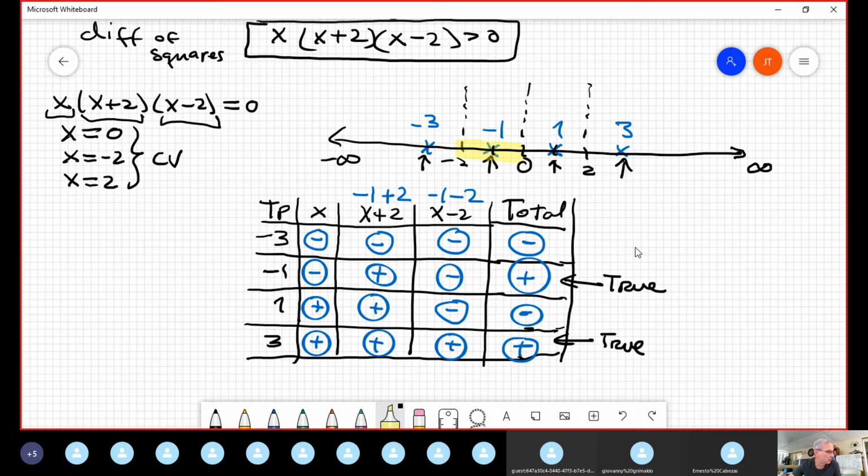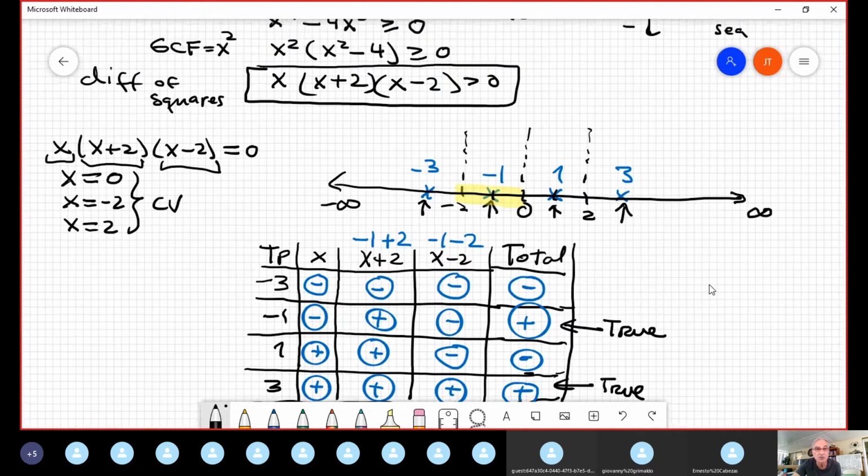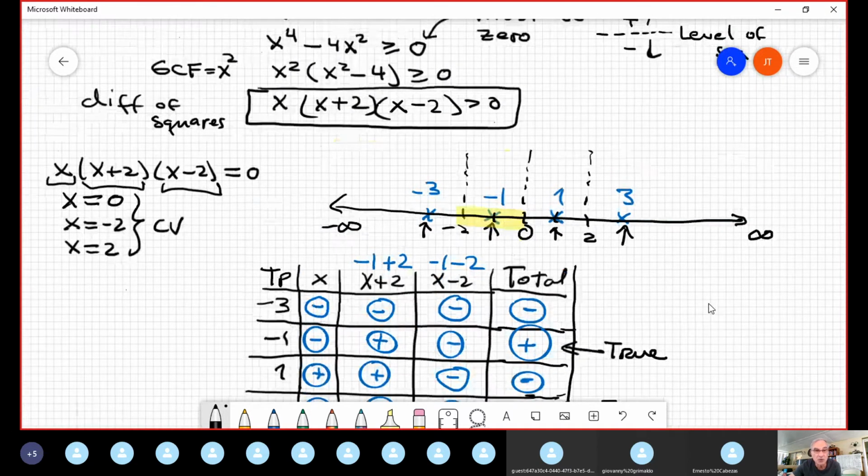Wait. Something is wrong here. All right, let me see. Negative 3 is true. Wouldn't it be positive, Professor? Let me check here. Something is wrong because my paper is completely different. Okay, minus 3, negative, and negative. I forgot something. Wait, I forgot something.